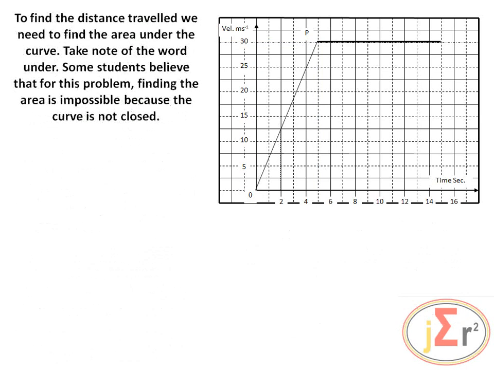To find the distance traveled, we need to find the area under the curve. So take note of the word under. Some students believe that for this problem, finding the area is impossible because the curve is not closed. We are not to find the area that is enclosed by the curve, but the area that is under the curve. And this can be done by finding the area under this graph that we have right there.